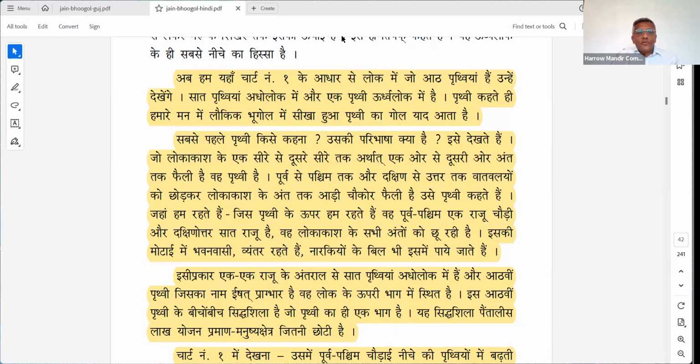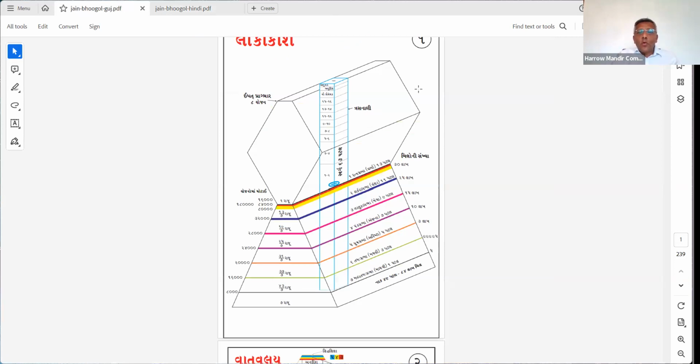So rather than just reading this, let me just explain to you in my own words. So in this whole lok, there are eight lands. What is a land? A land is something which stretches from one end to the other. So you see here the red and the yellow.